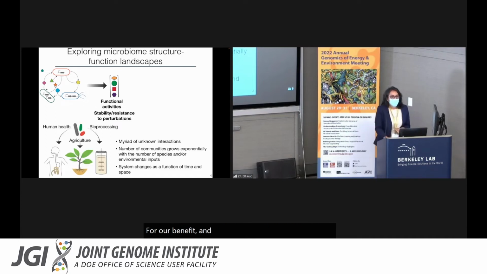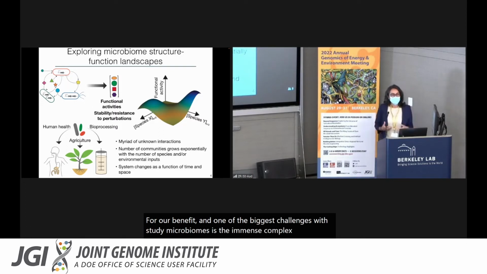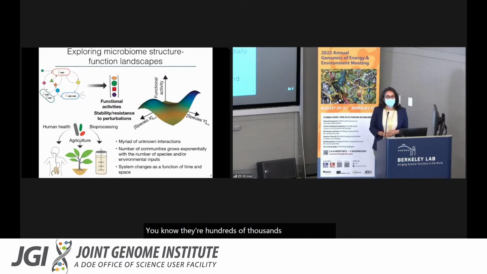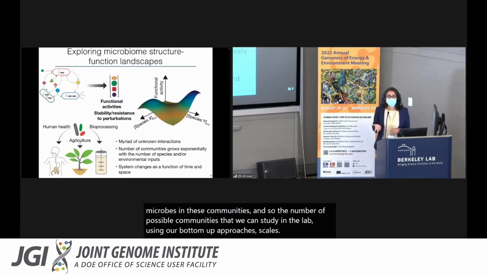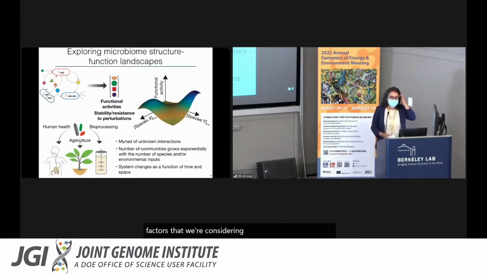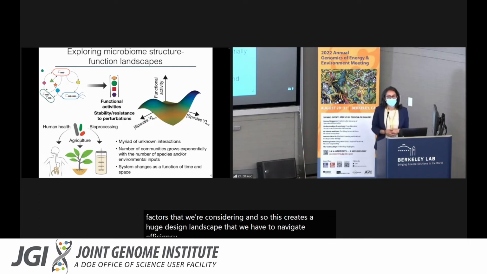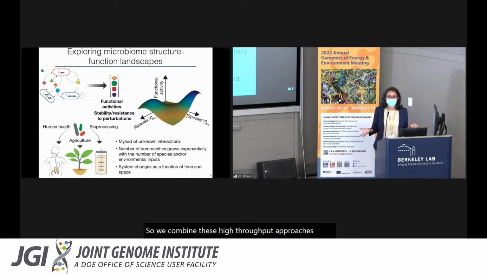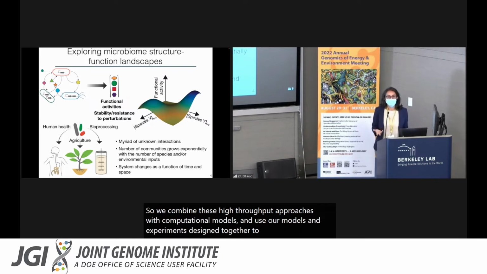One of the biggest challenges with studying microbiomes is the immense complexity. There are hundreds to thousands of different microbes in these communities. And so the number of possible communities that we can study in the lab using our bottom-up approaches scales exponentially with the number of species that we have or environmental factors that we're considering. This creates a huge design landscape that we have to navigate efficiently. So we combine these high throughput approaches with computational models and use our models and experiments designed together to further our understanding of microbiomes so that we can engineer them.